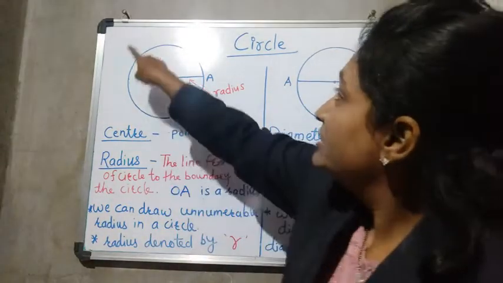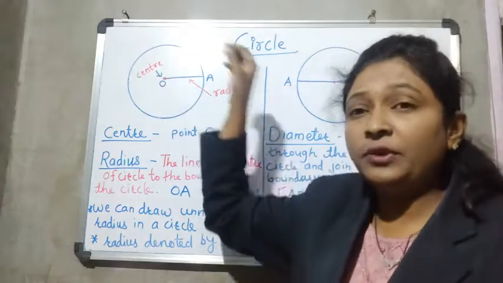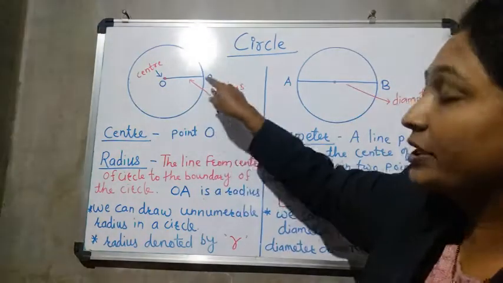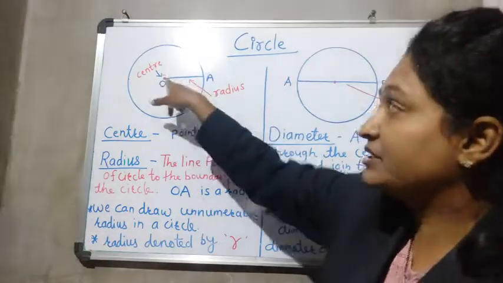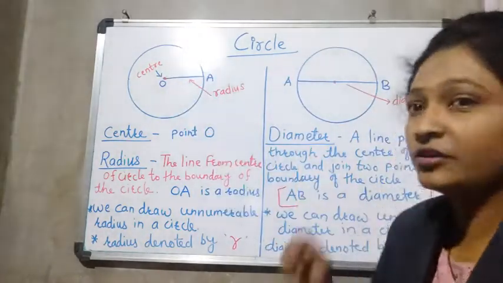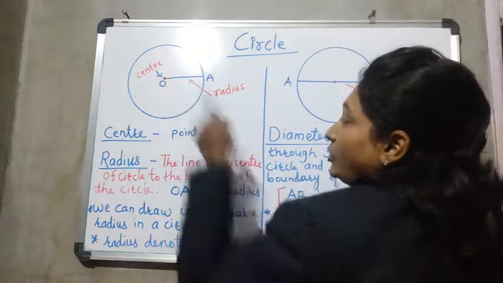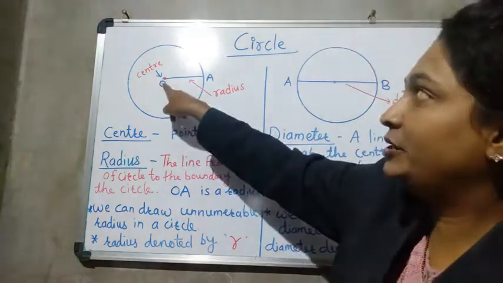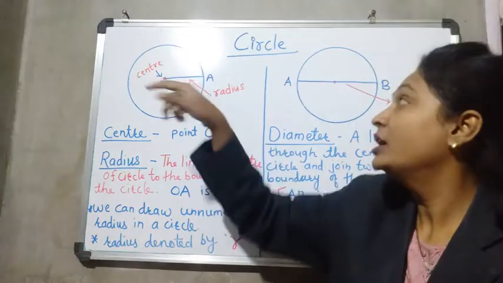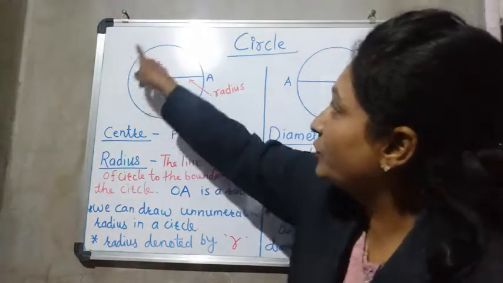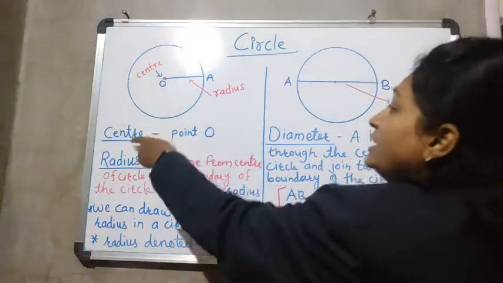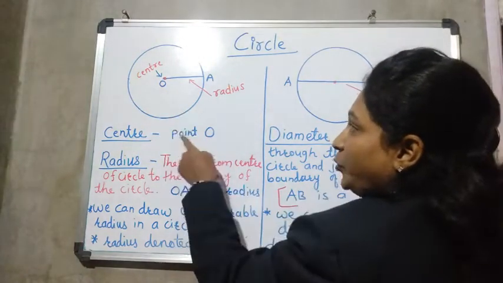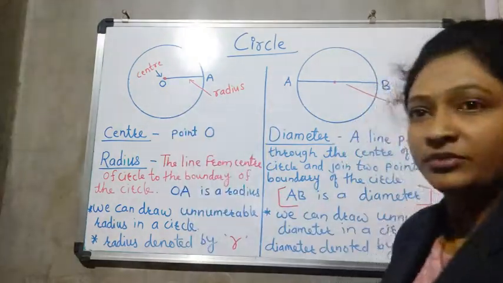Now see the boundary. Each point on this boundary is at the same distance from this center. Now I gave the name O here. Point O is the center of the circle. From this O, the boundary of the circle is at equal distance.